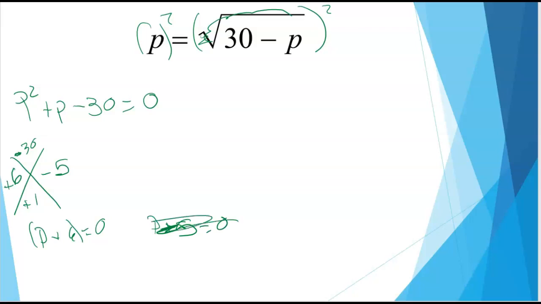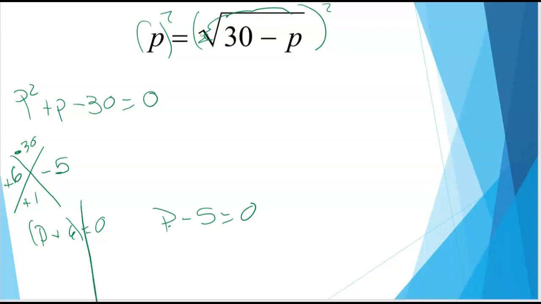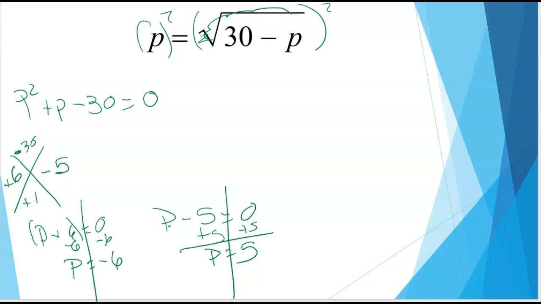p minus 5 equals 0. Okay, this becomes p equals negative 6, and this becomes p equals positive 5. You see that? Because we subtracted 6 here, minus 6, positive 5, right? Let's check them, see if we got the right answers.